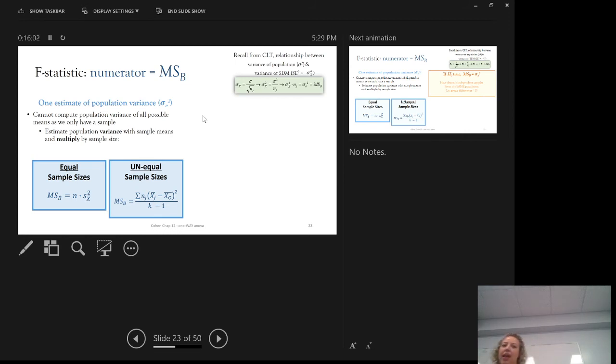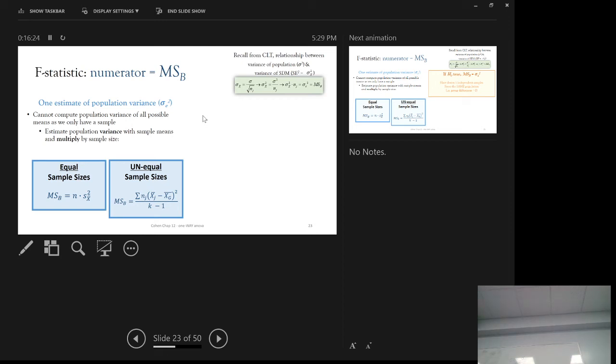Okay, so the F statistic. The F statistic has a numerator and a denominator. The numerator is the mean squared between. Now, there are tons of formulas in your book. That's why I made the formula sheet, because the authors were trying their hardest to put as few formulas in there as possible, but it gets a little crowded.